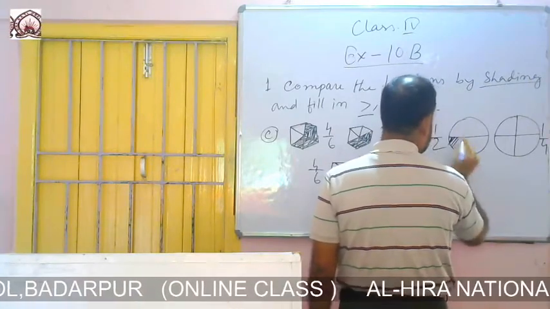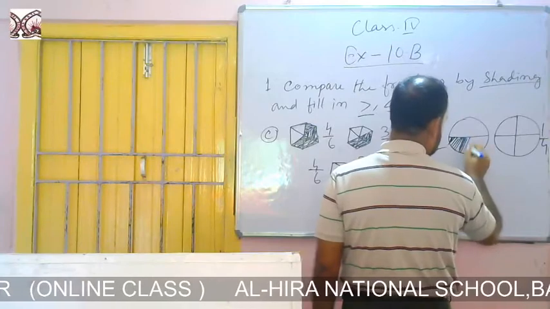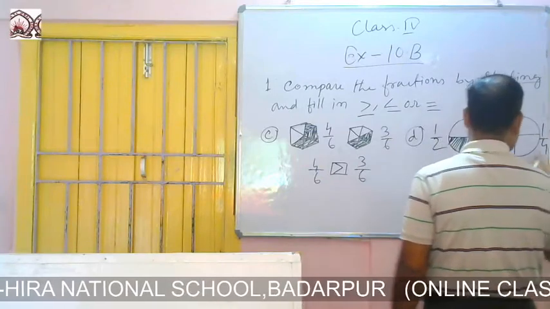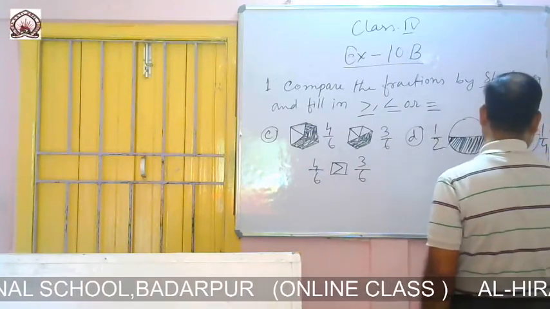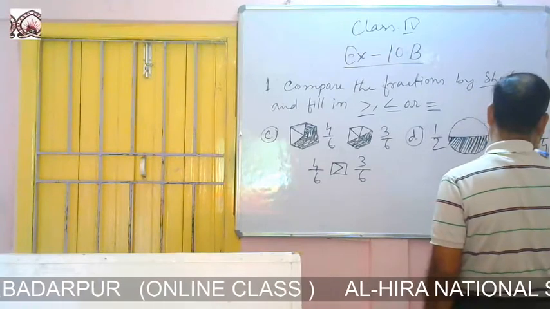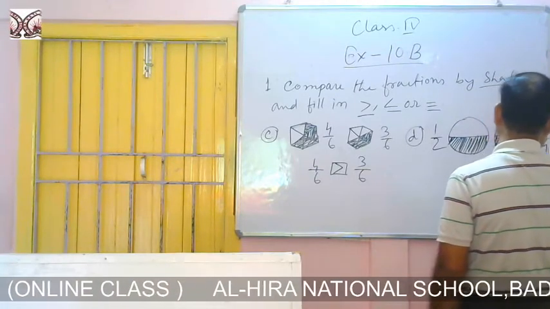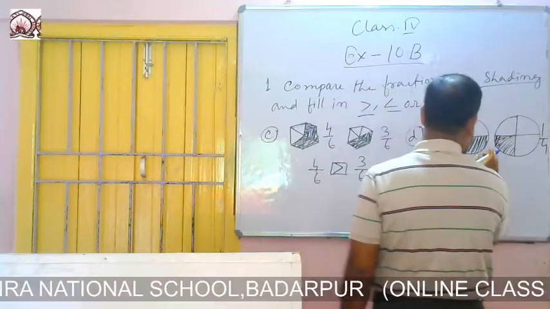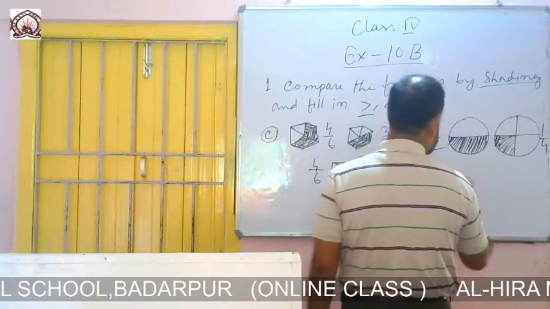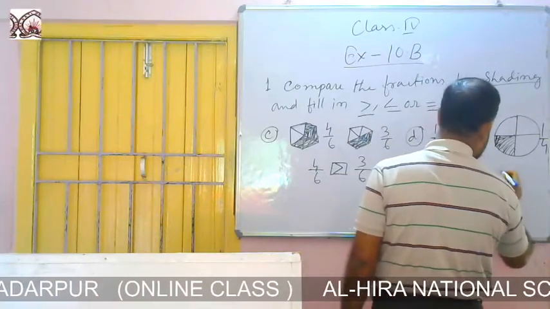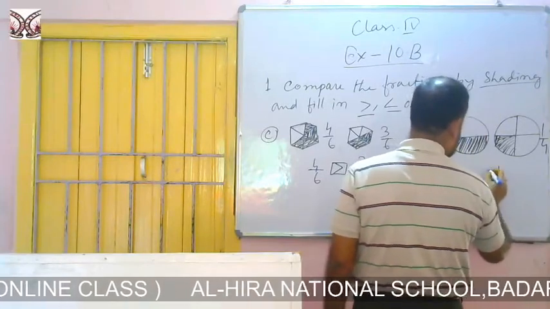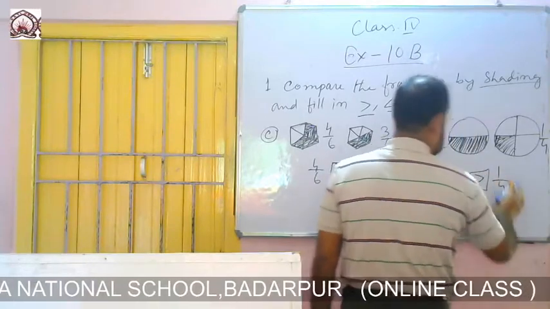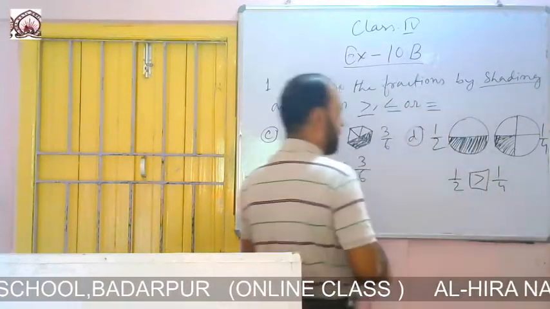So out of 2 parts we color 1 part, and here out of 4 parts we color 1 part. Looking at these two circles, we understand this part is bigger. That means 1 by 2 is big, and here 1 by 4. So 1 by 2 is greater than 1 by 4.